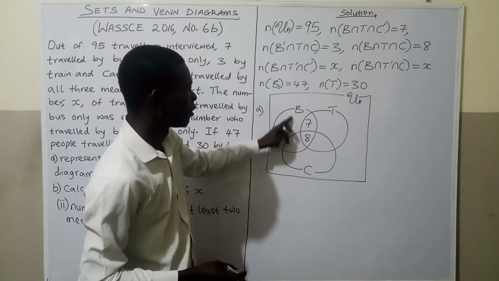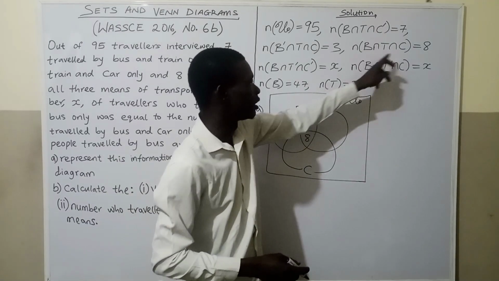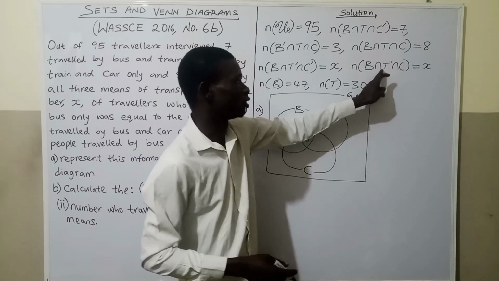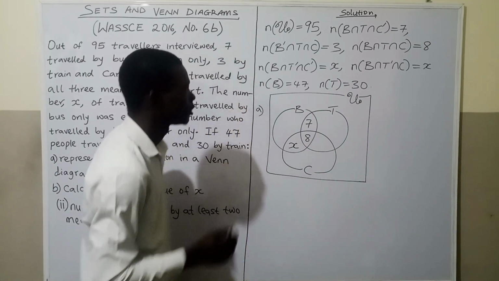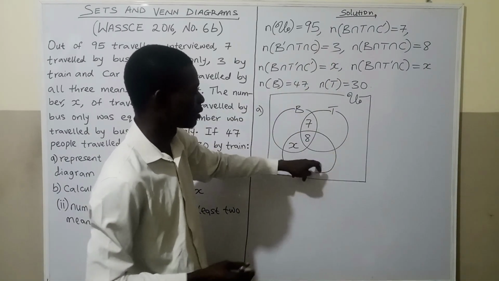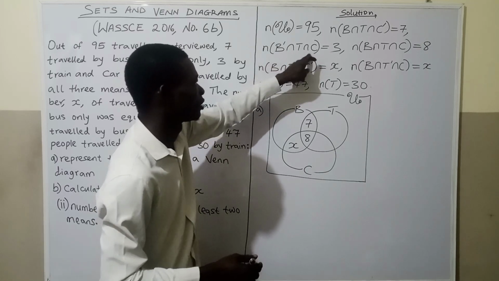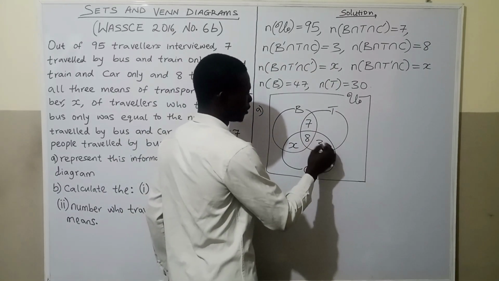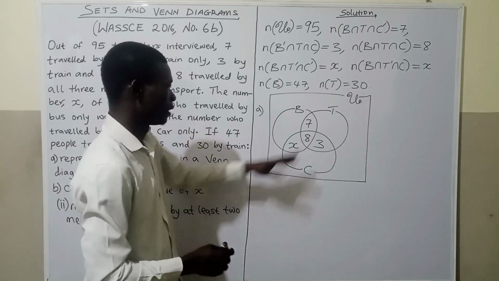Those who travel by bus and car only, this midpoint, bus intersection car intersection train prime, there are X of them according to the parameters of the question. And those who travel by train and car only, that's bus prime intersection train intersection car, there are 3 of them. That's what we have.